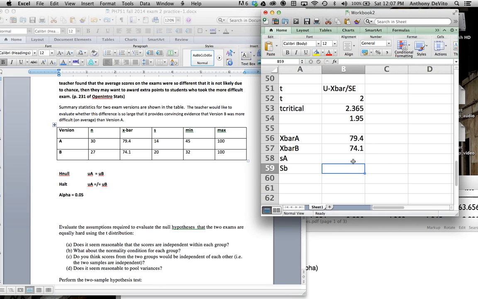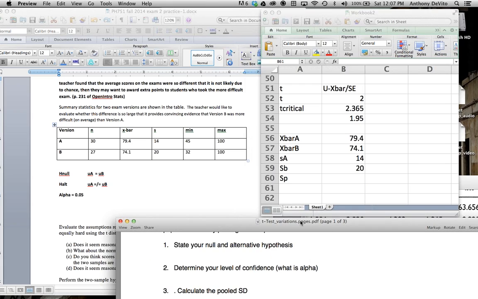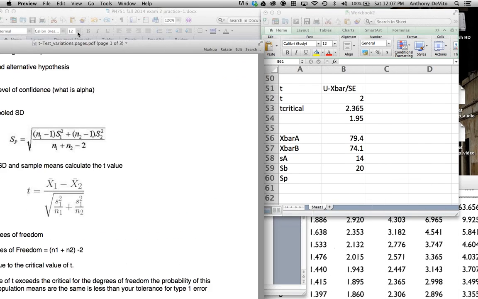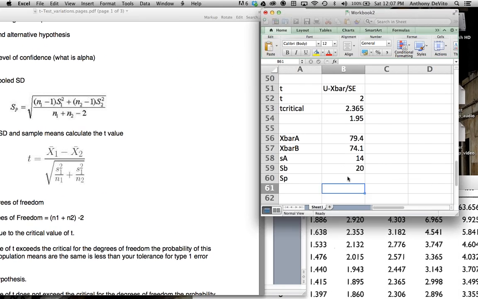Okay, and let's see, the standard deviation for the first group is 14. Standard deviation for the second group is 20. Okay, and now I'm going to calculate my pooled standard deviation. And what is my pooled standard deviation equal to again? I'm going to pull this up and put it on the side here. It's going to be equal to, let's see if I can pull this off in here.